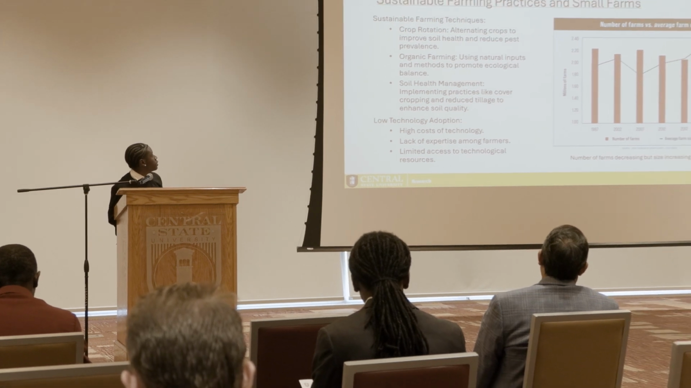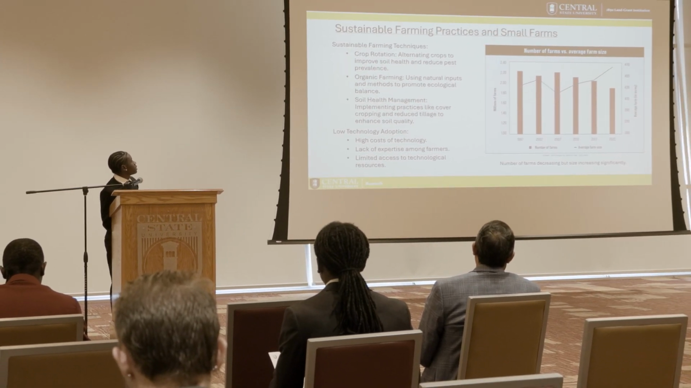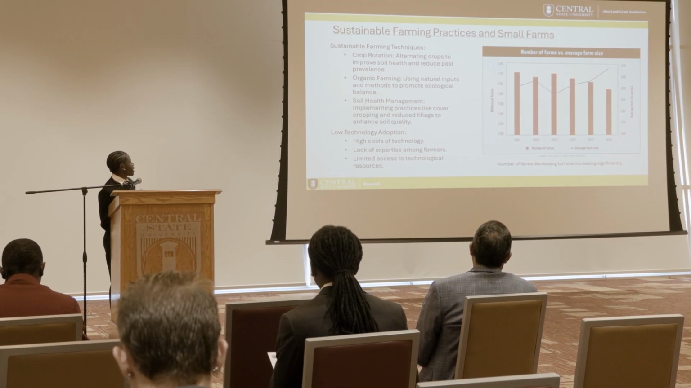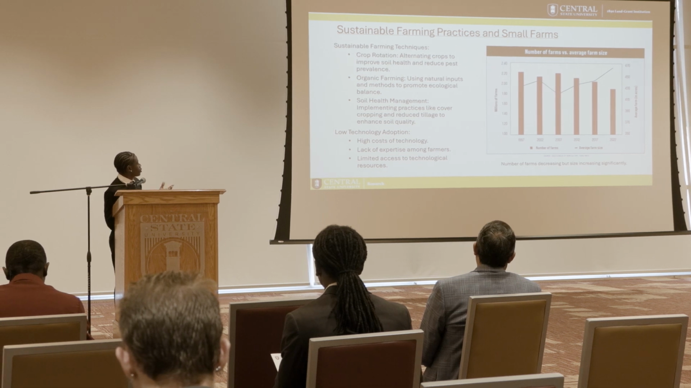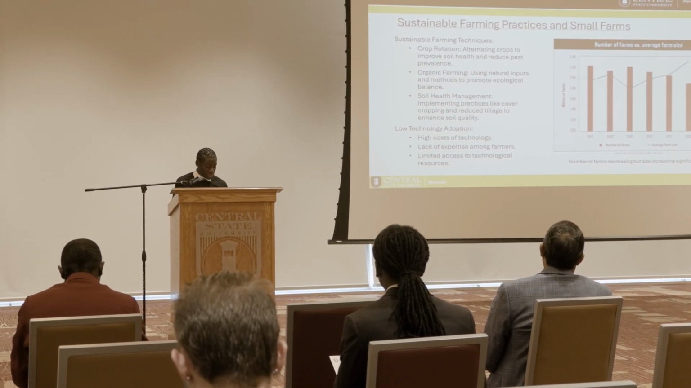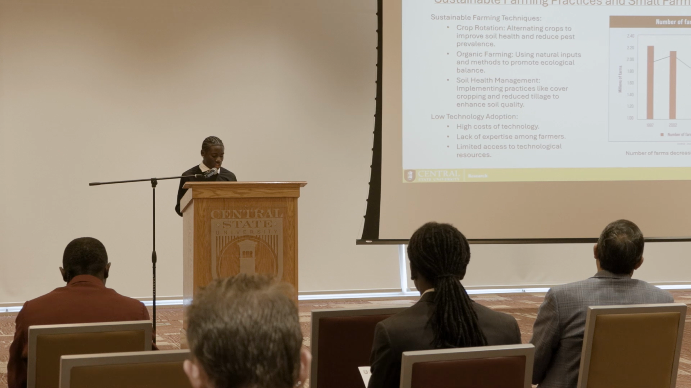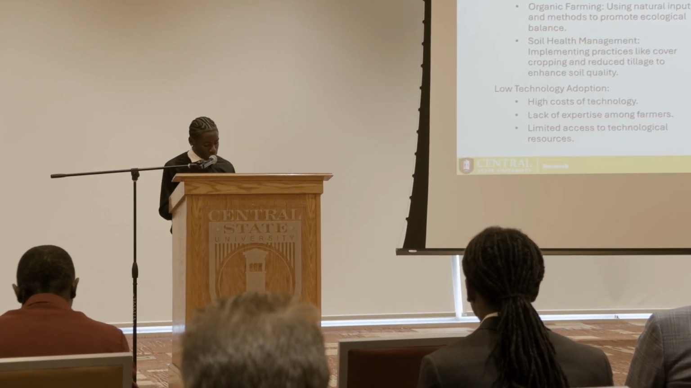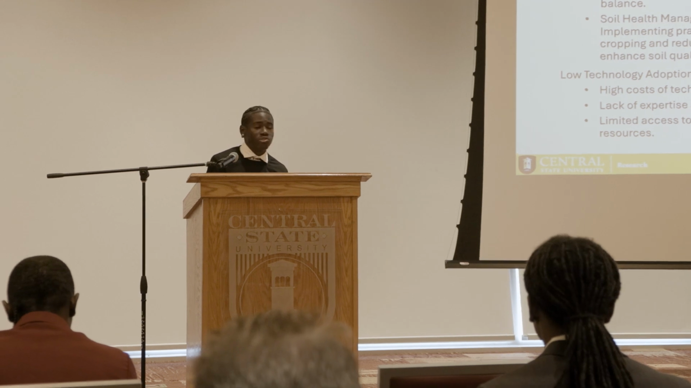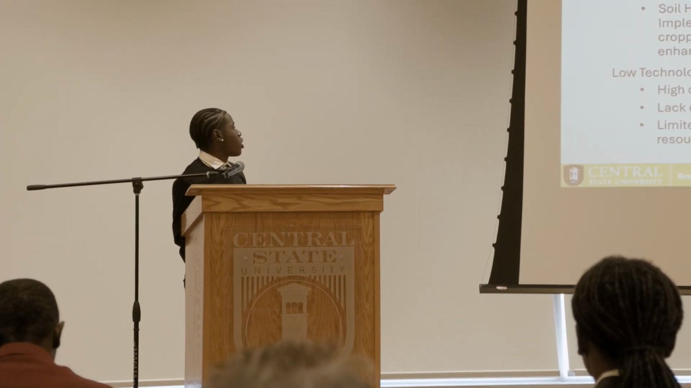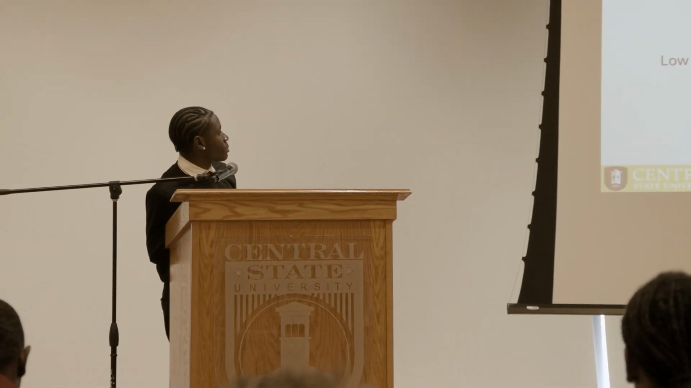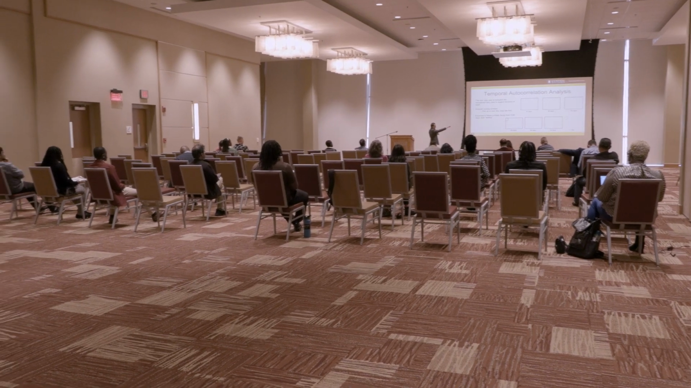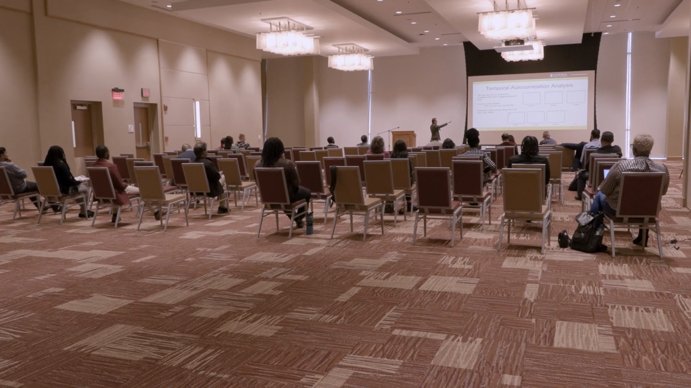This research analyzes sustainable farming techniques and the integration of technology within small-scale farming. The key areas include sustainable farming techniques such as crop rotation, organic farming, and soil health management. The potential benefits of integrating technologies and AI to enhance sustainability in agriculture are significant. However, low adoption rates are a result of the high cost of technology, a lack of expertise among farmers, and limited access to technological resources.